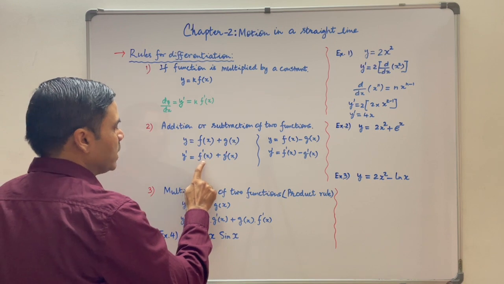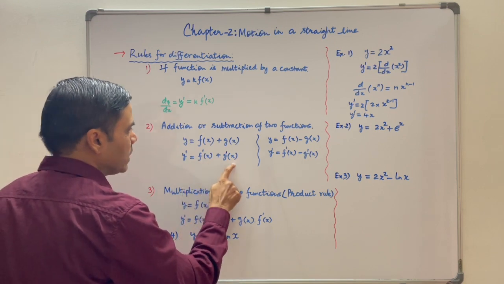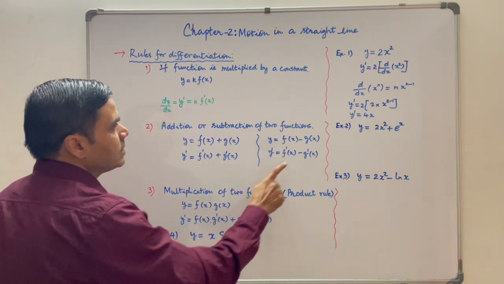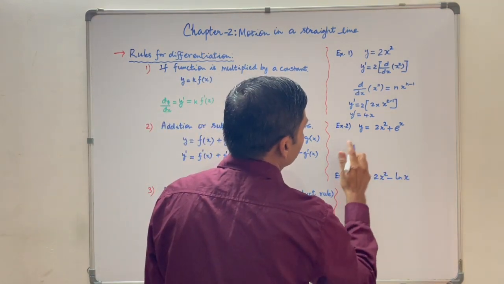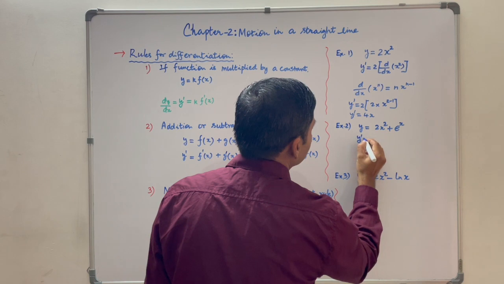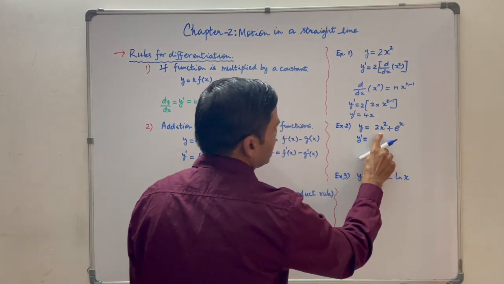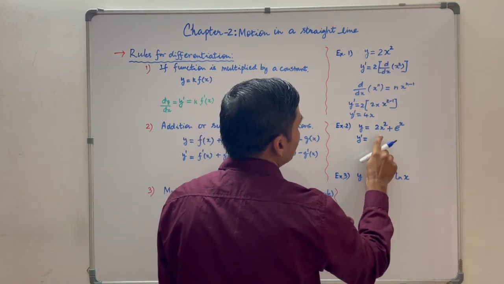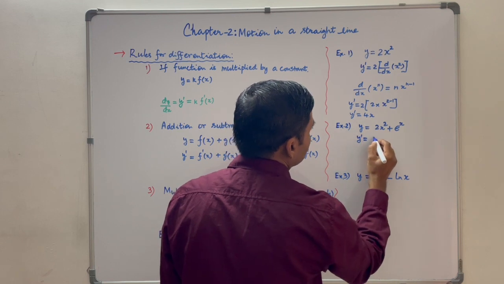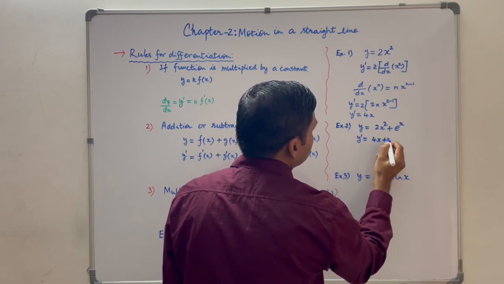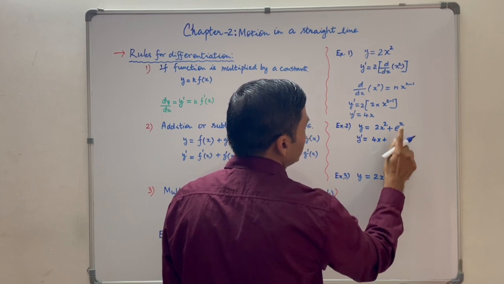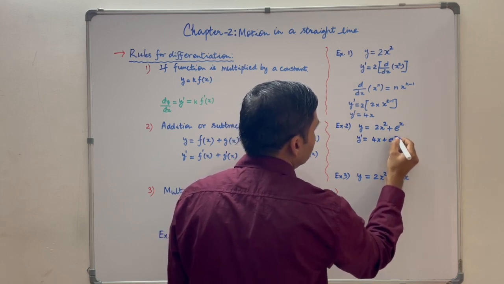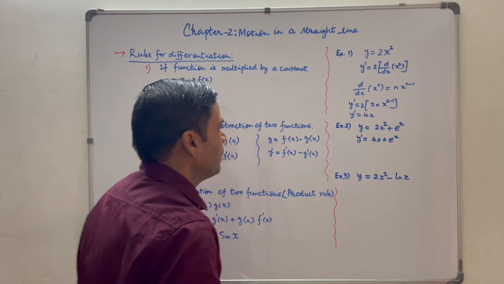Means we have to take derivatives of two functions and add them. Let us see this example. Y is equal to 2x square plus e to power x. Then y dash will be equal to derivative of this function. So the result is 4x plus derivative of this function, e to power x. You know d by dx of e to power x is same as e to power x. So this is the answer.